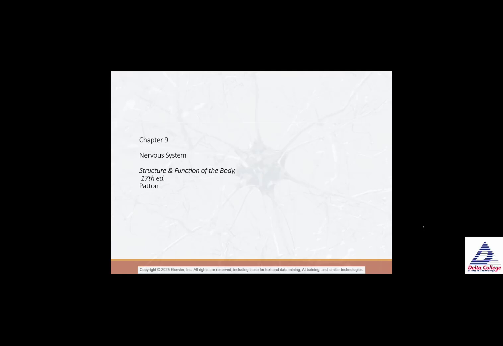And under the PNS, you have another little subdivision called the autonomic nervous system, or ANS. And the ANS consists of structures that regulate the body's automatic or involuntary functions, such as the heart rate, contractions of the stomach and intestines, and gland secretions.